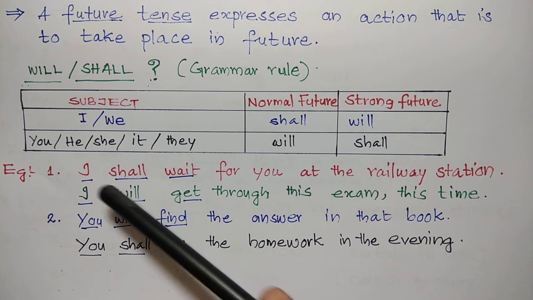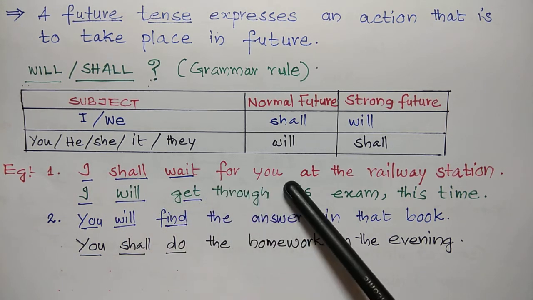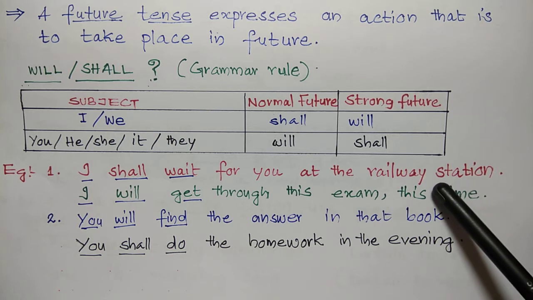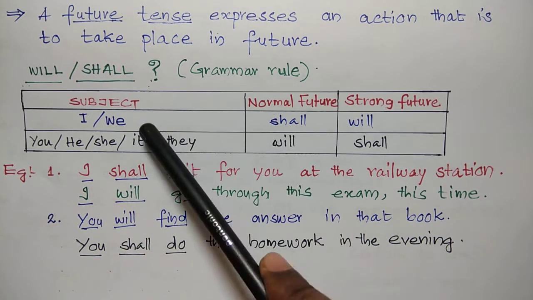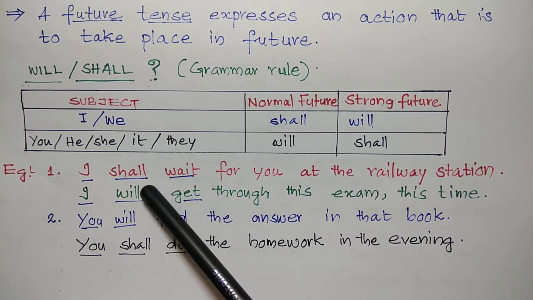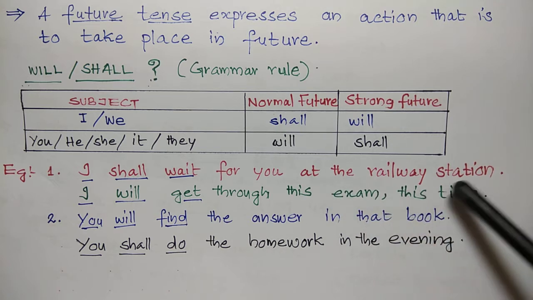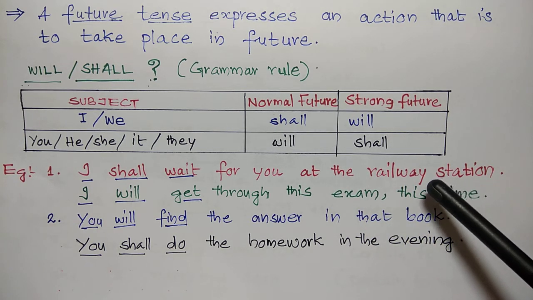See the examples. The subject is I. I shall wait for you at the railway station. So shall is used with I. Shall with I, that means a normal future. I shall wait for you at the railway station. It is not definite. It is a chance.